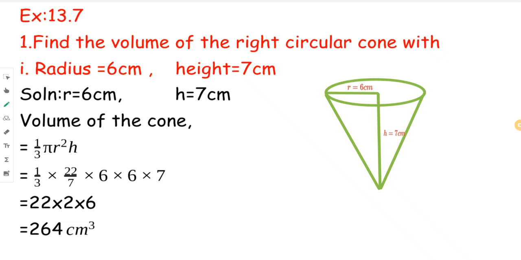Question 1. Find the volume. So we get the idea, right? They've given us a radius and the height. You can already see it here from the diagram. So we just have to put it directly in the formula of volume of the cone: 1/3 πr²h. Pi is 22/7, radius is 6, height is 7.